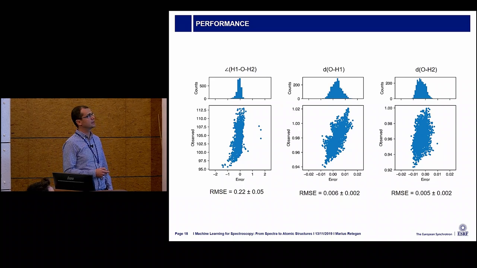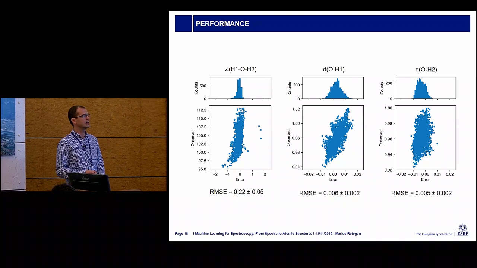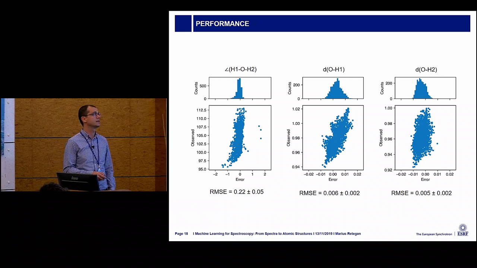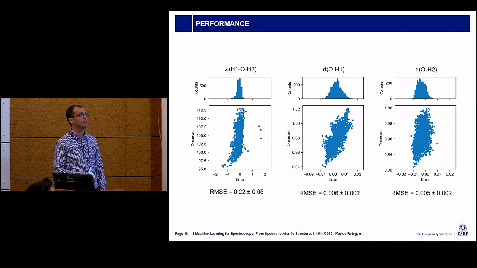So, the predictions on the observed data: aside from a few outliers, there is a small error in the values that are predicted for the angles, and a similar type of root mean square error in the case of the bond distances.